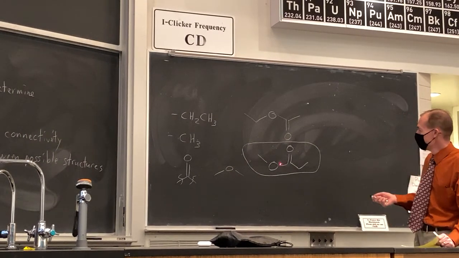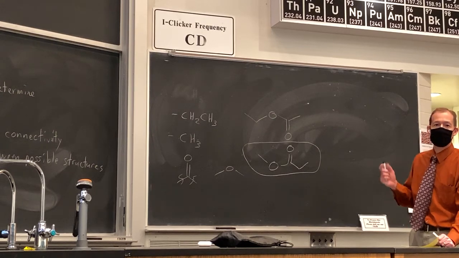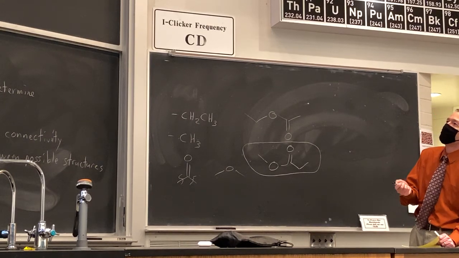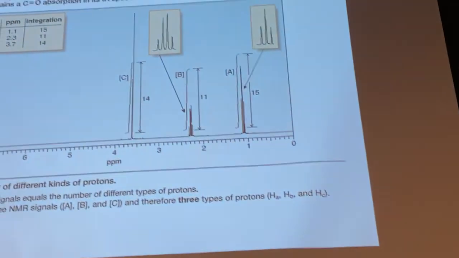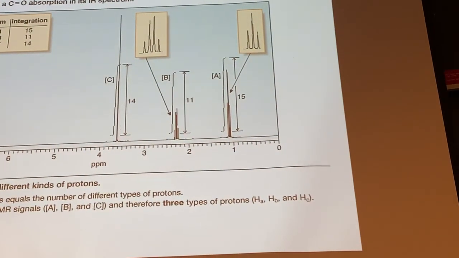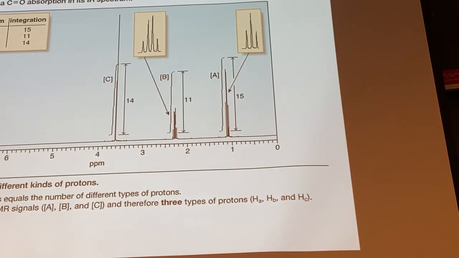Okay? If we had this other constitutional isomer, our quartet would be the furthest downfield. So signals B and C would switch places if we had this isomer as opposed to that isomer. So this is how powerful proton NMR is. This is how we can take a molecular formula and IR data, and then turn it into an actual structure. After analyzing this NMR data, we know beyond a doubt that the molecule represented by this spectrum is the one that I have circled here.